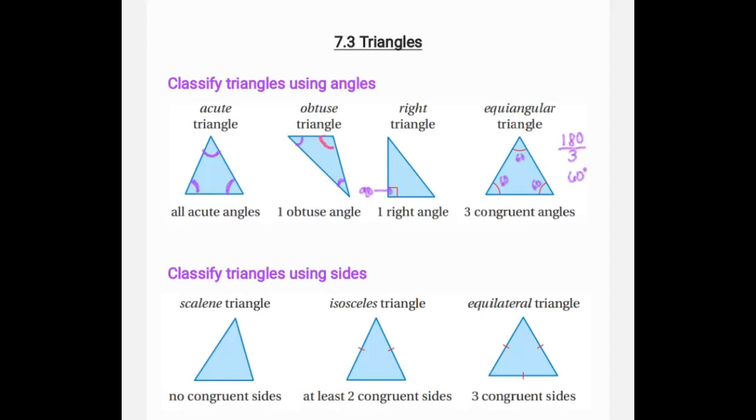This is not to be mistaken for the acute triangle, because the acute triangle has different angles that are less than 90 degrees, but not equal. All angles are not equal, like in the equiangular triangle. So please make sure we're careful about those 2 triangles.